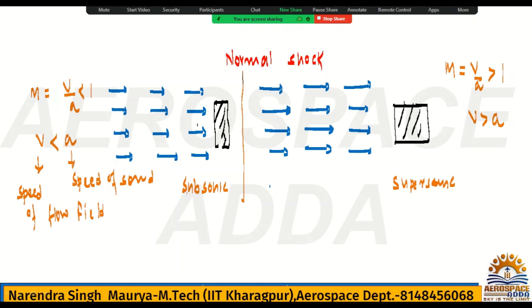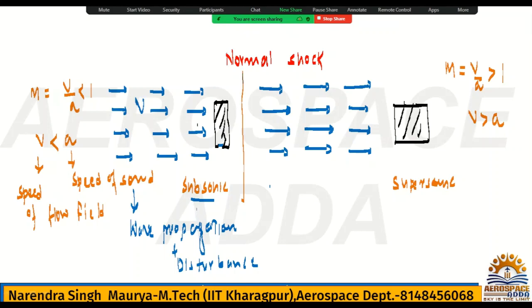Okay. So in case of subsonic, check a, which is the speed of sound, which is also the wave propagation, sometimes called disturbance also. So if a is greater than V, means the speed of sound is greater than the speed of the flow field. So something is there in a flow field. The flow field velocity is V, and this velocity V is less than the speed of sound. So the speed of sound will move with higher speed compared to the flow field.